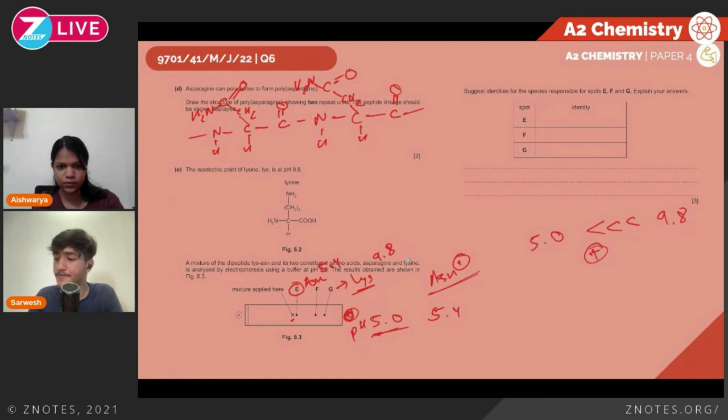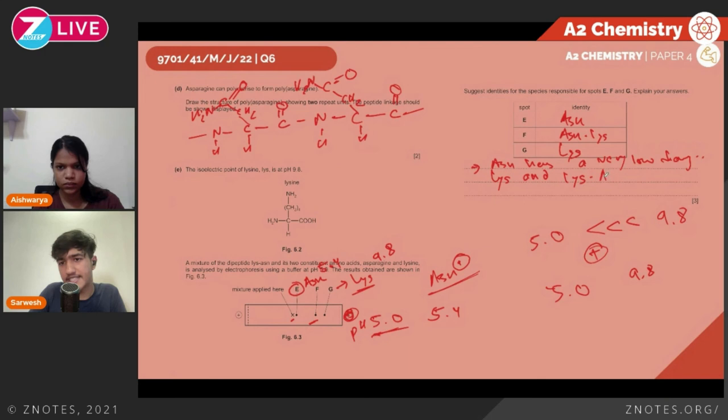And now let's talk about lysine-asparagine, the dipeptide. Its isoelectric point would be between 5.0 and 9.8. However, because of its very high molecular weight compared to asparagine and lysine, it stays about halfway through. So this is asparagine, this is lysine, this is lysine-asparagine. Asparagine has a very low charge. Lys-Asn is positive. Lys-Asn has a high Mr, so it stays behind.